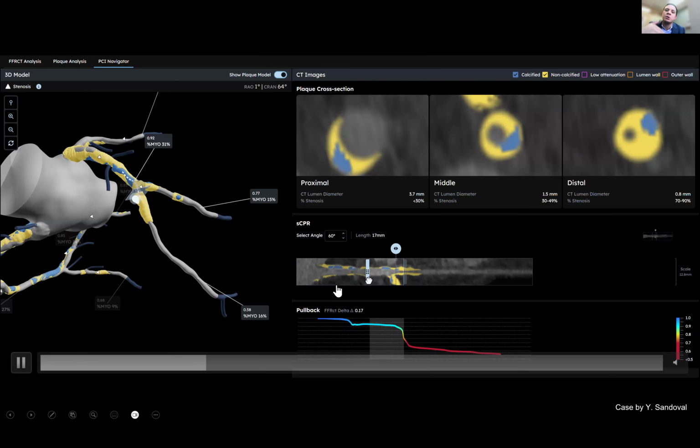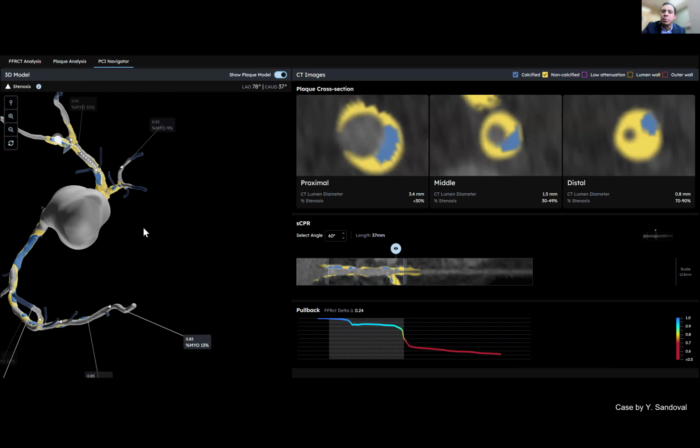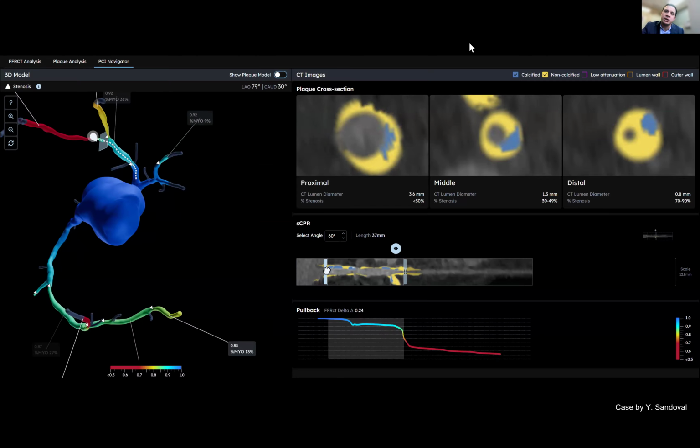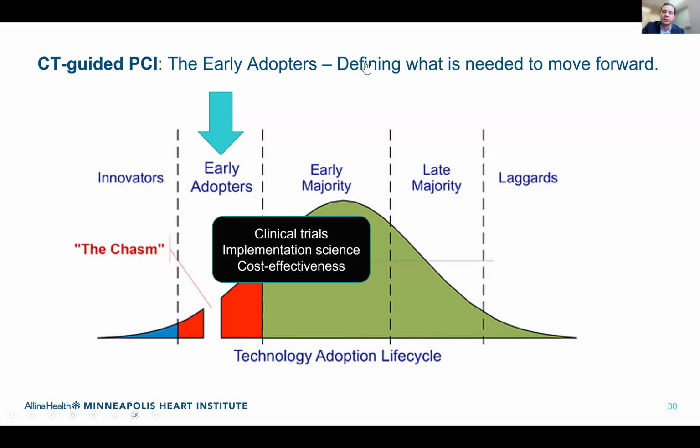And as you can see here, we will be able to interact with this now for PCI planning in a very facile manner in platforms that are purpose-built for this purpose. So a very interesting area, I would say, in interventional planning and CT from a tool that we had largely thought of as a diagnostic tool.